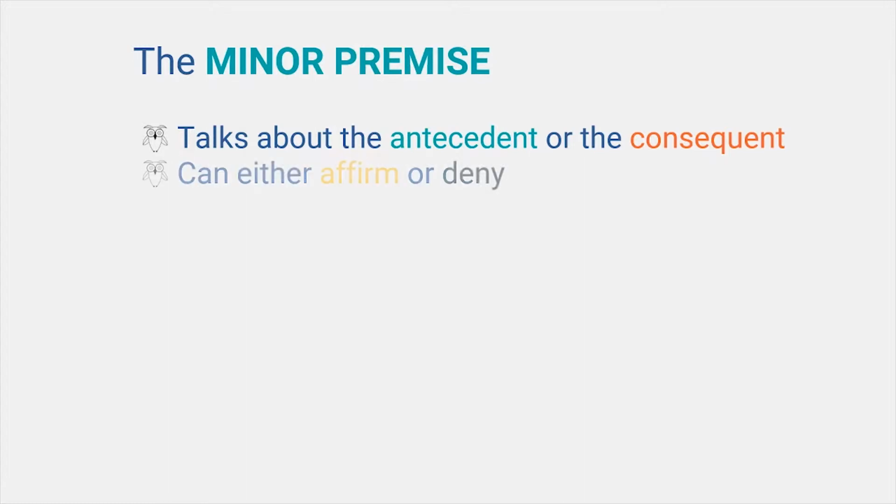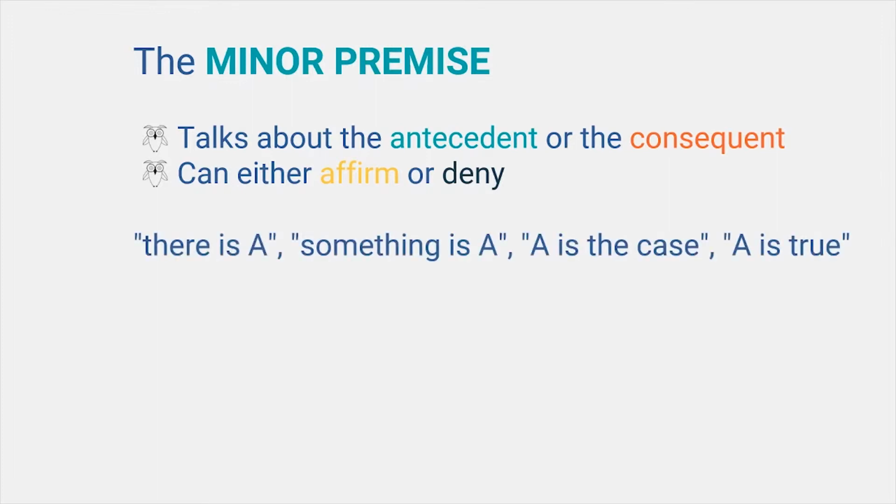And it can say that A or B is the case or not. That is, it will either affirm or deny the antecedent or the consequent. So here are 4 of the simplest examples of minor premises. 1. There is A, or alternatively, something is A is the case, A is true, or in its simplest form, A. This affirms the antecedent.